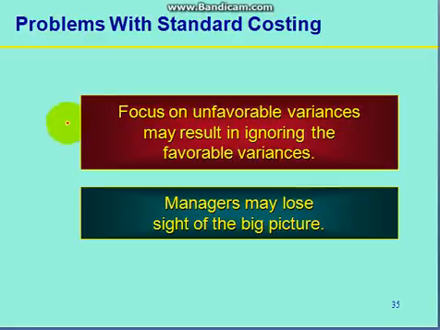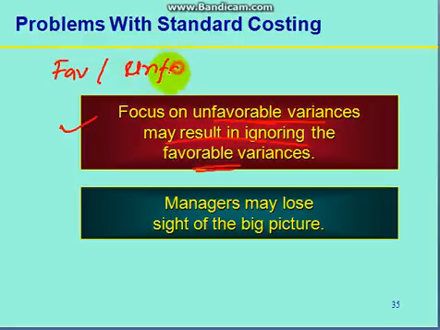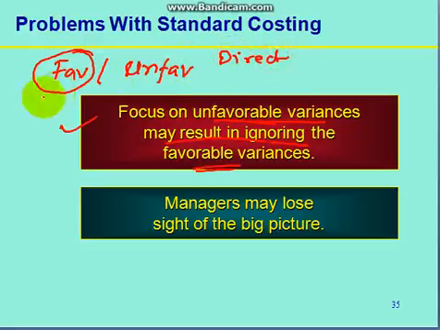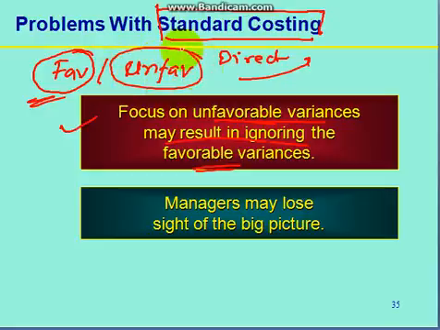The fourth factor is that the focus on unfavorable variances may result in ignoring favorable variances. I've told you that there are favorable variances and unfavorable variances. Favorable variances are those that lead you to achieve the standard cost, and unfavorable ones lead you away from the standard costing technique. So I think the managers should focus on how favorable variances can be met.